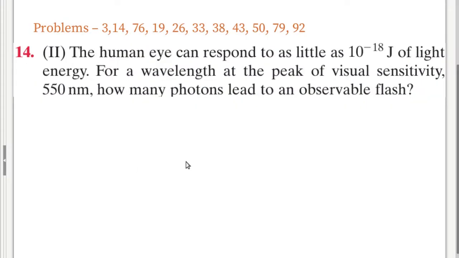is problem 14. The human eye can respond to as little as 10 to minus 18 joules of light energy for a wavelength at the peak of visual sensitivity, 550 nanometers. How many photons lead to an observable flash?